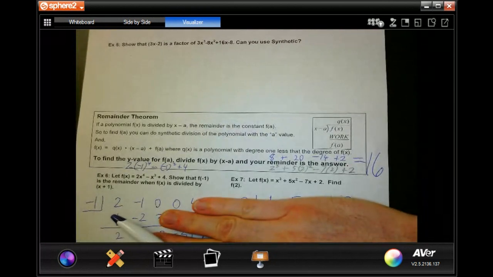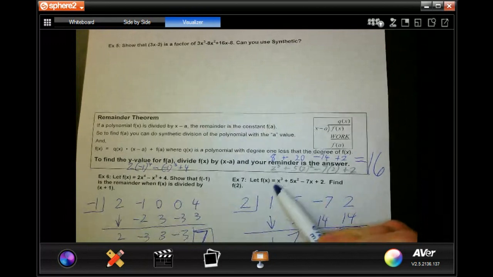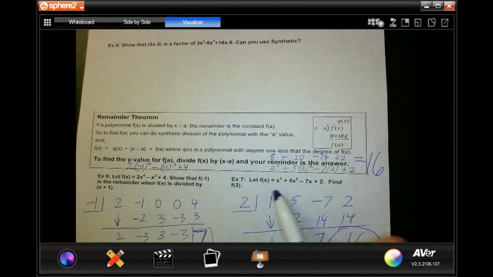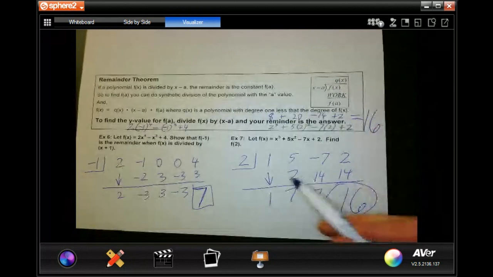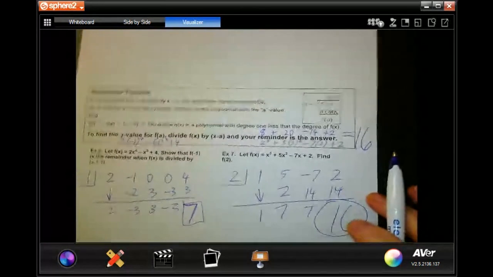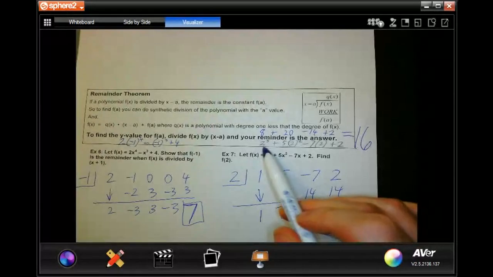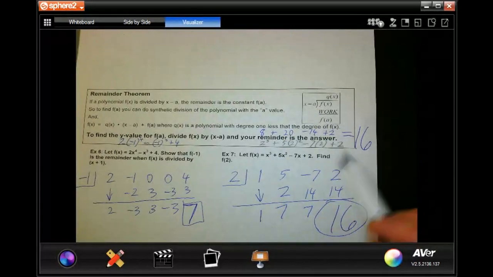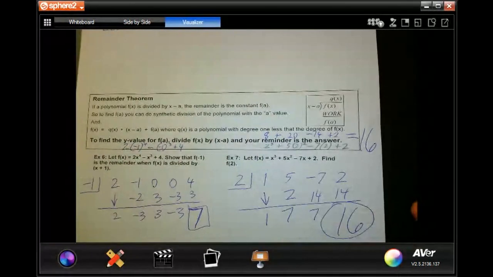This is a shortcut compared to, because what if this was an x to the 5th or an x to the 6th and you had a whole bunch of terms? It's going to be way faster, especially if it's a non-calculator portion of a test. It's way faster to do this than it is to plug this in. Okay, this was easy because it was 2, and you probably have 2 cubed memorized, 2 squared is easy. But what if this was 12 or 13 or 14?